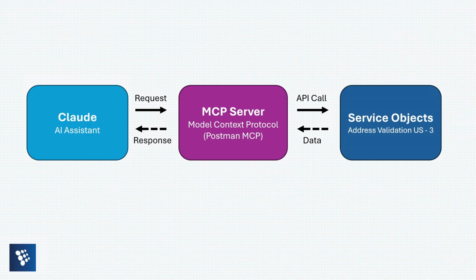Before MCP, if you wanted an AI to validate an address, you'd have to manually call the API yourself, copy the response, paste it into chat, and ask the AI to interpret it. This can be clunky, slow, and hard to scale. With MCP, you configure the connection once. After that, the AI can invoke address validation on its own and deliver an intelligent answer. That's what makes MCP so powerful. It's the bridge between AI reasoning and real-world data.